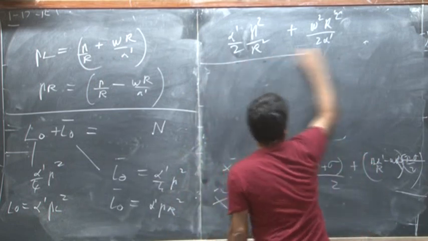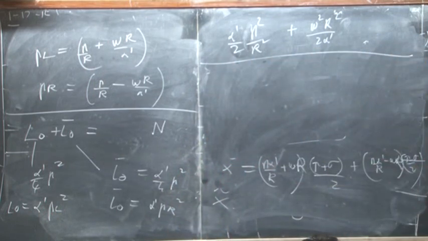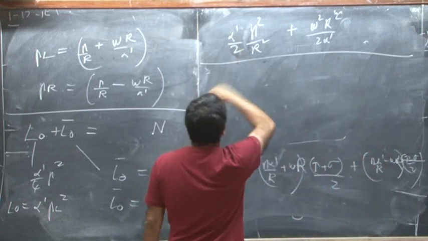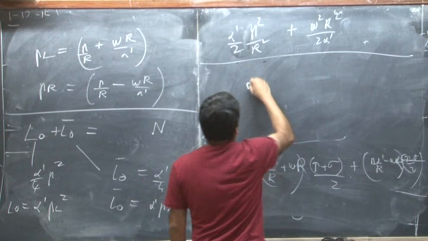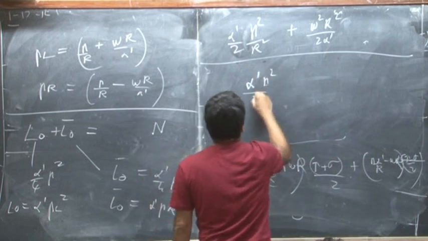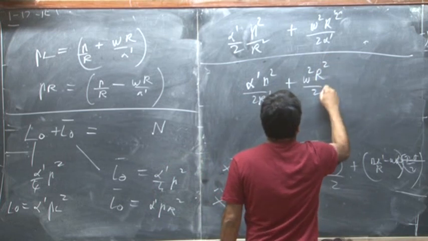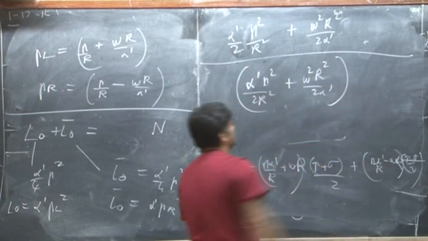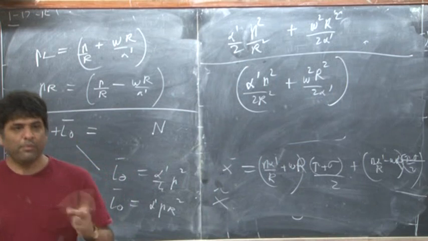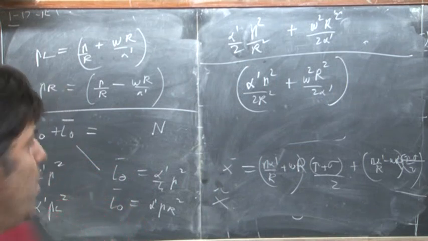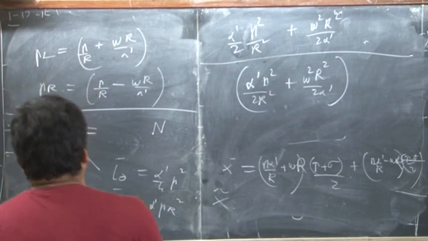Easy to check that you get this. And there's something interesting about this. Let's look at this formula and write it a little nicer: n squared by 2R squared plus omega squared R squared by 2. What we have here is a set of energies, one for each pair of integers n and m.